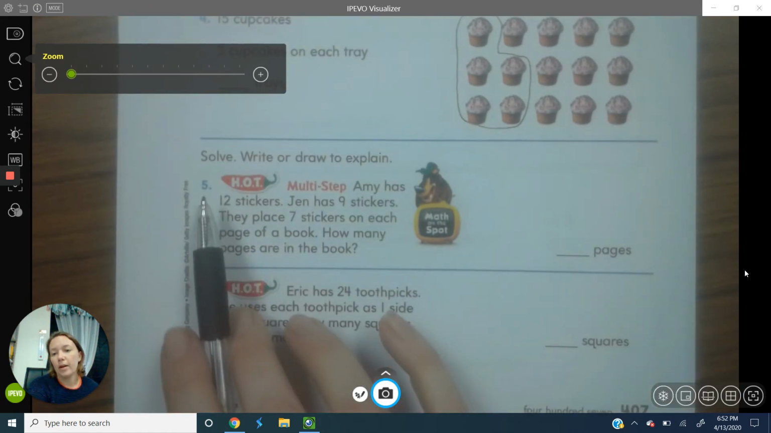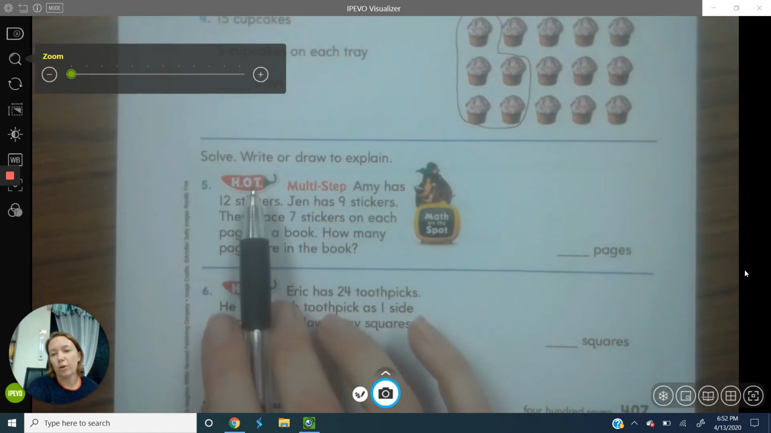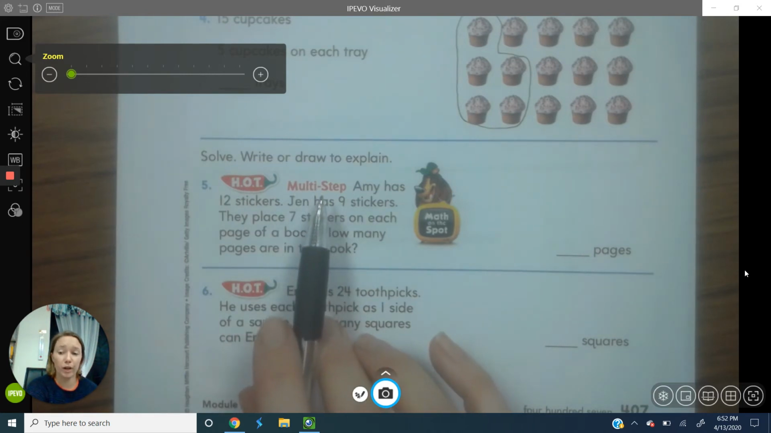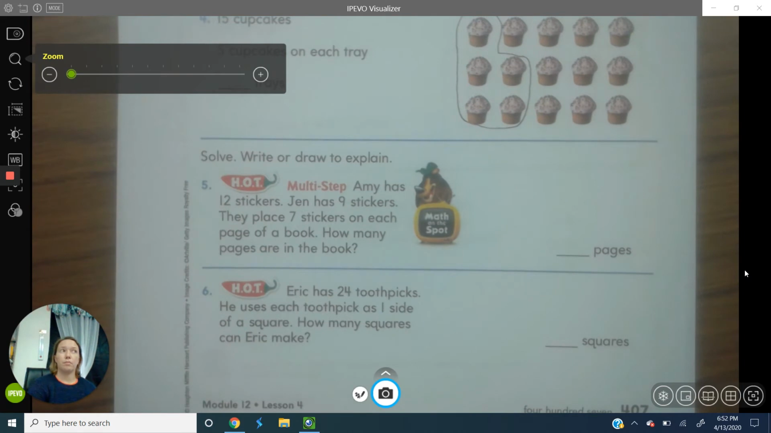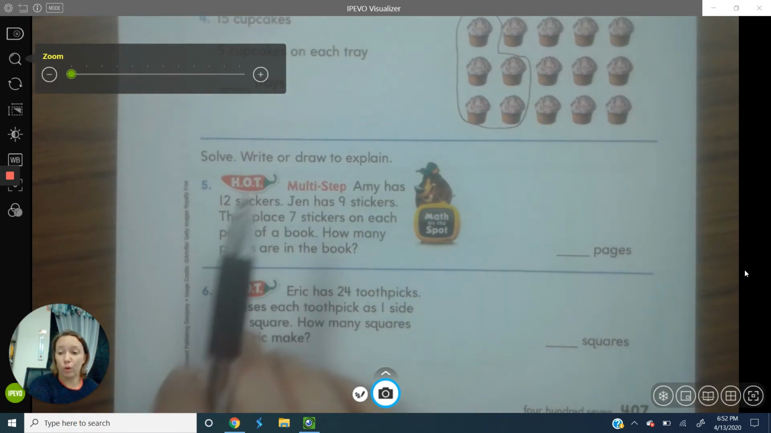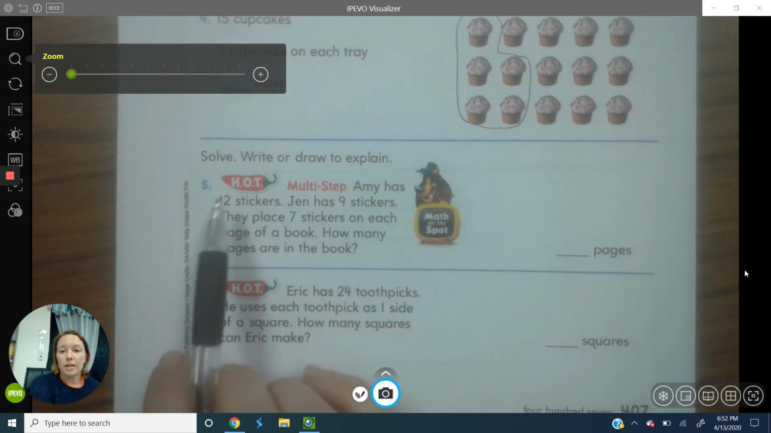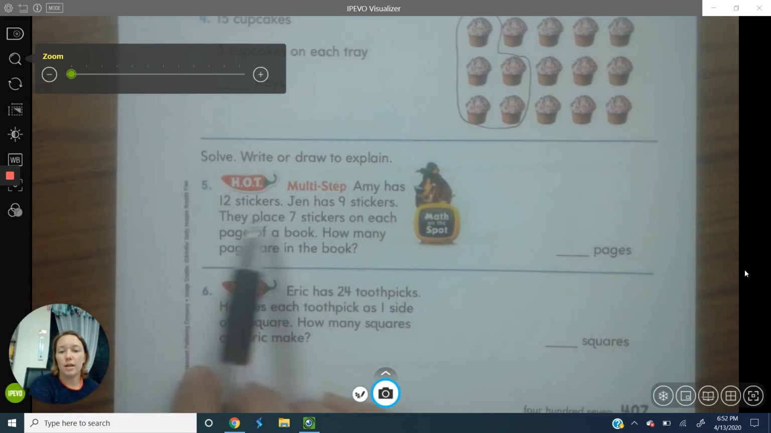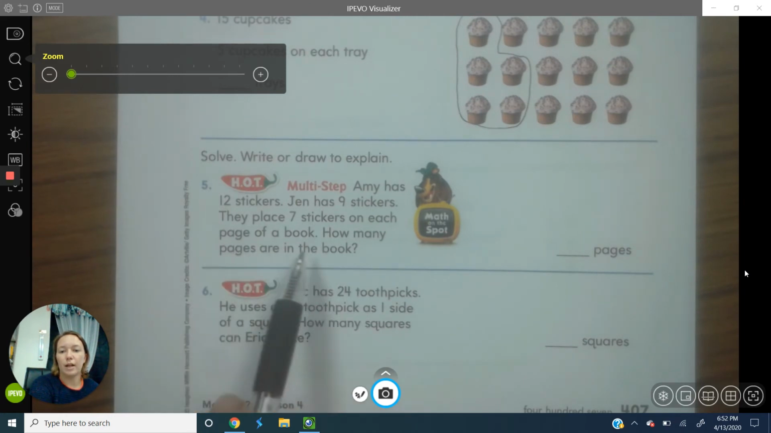Okay, number 5 says higher order thinking, and it says multi-step. So that means you're going to have to do more than one step. You're going to have to do more than one thing. Jen has 12 stickers. Jen has 9 stickers. Place 7 stickers on each page of a book. How many pages are in the book?